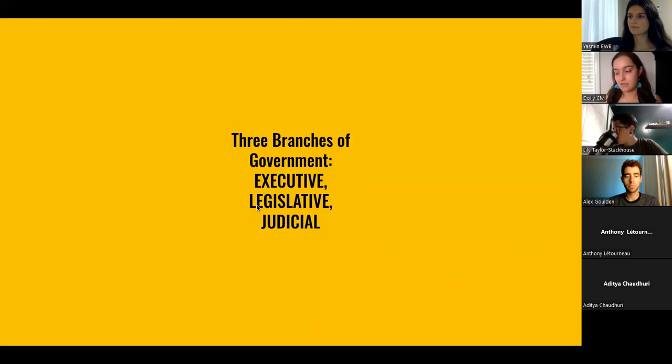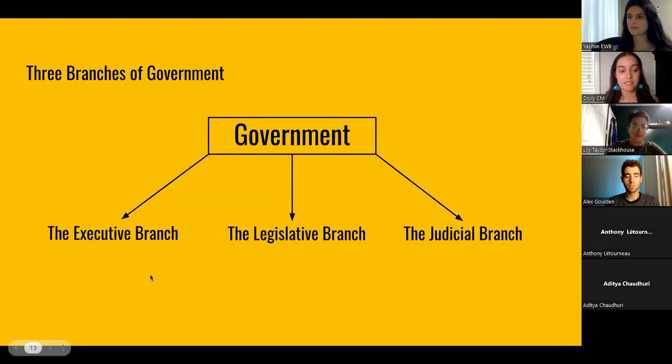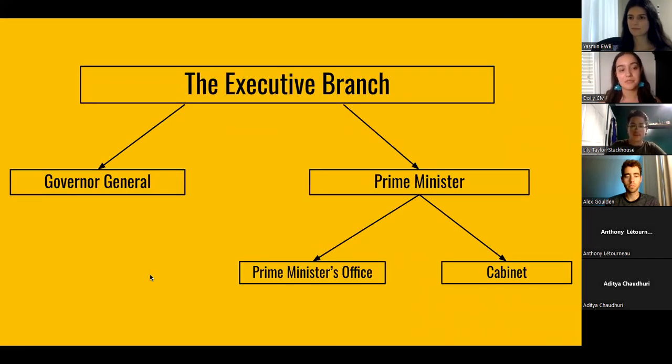So there's 3 branches of government. We have the executive, the legislative, and the judicial. Government is the executive branch, the legislative branch, and the judicial branch. So that's all of it encompassed. And the executive branch means the Governor General, which is representative for our head of state, which is now King Charles. And it also includes the Prime Minister, and the Prime Minister is both the Prime Minister's office as well as cabinet.